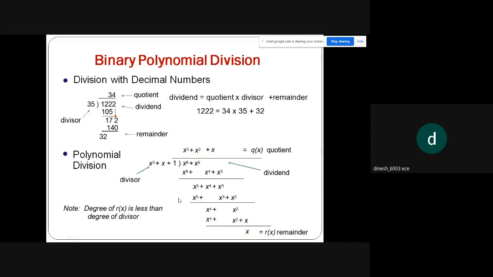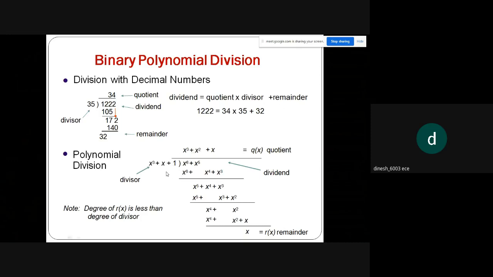Okay, so now let's go to the dividend. Dividend is x power 6 plus x power 5. Our divisor is x power 3 plus x plus 1. Now, always whatever is there in the power should be added. Keep that in remembrance. So, what should I add in the quotient such that this x power 6 gets cancelled? Here x power 3 is there. x power 3 times x power 3, you will get x power 6. So, write x power 3. So, this gets cancelled.